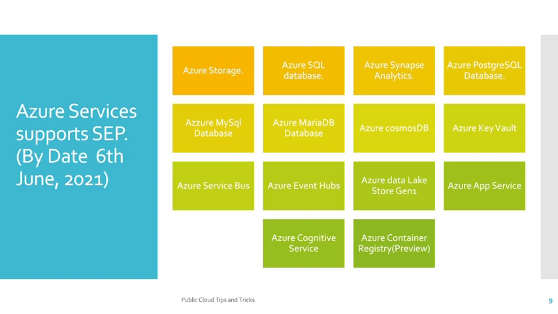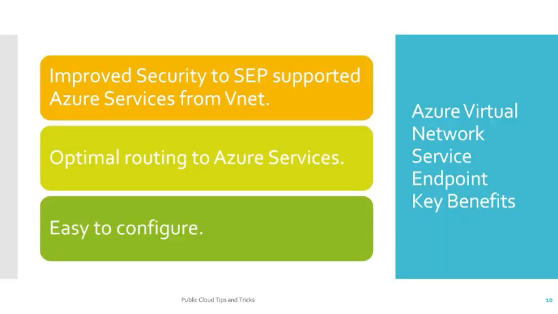So only these services are supporting the Virtual Network Service Endpoint feature. Now let's try to understand the key benefits. With a Service Endpoint, you can increase the security of connectivity between your virtual network and your PaaS services. That means for the supported Azure services, the security of connectivity from your Vnet to those services has been increased because you can restrict it.